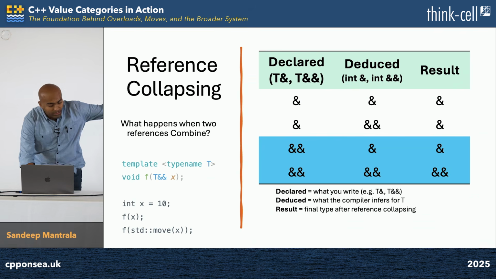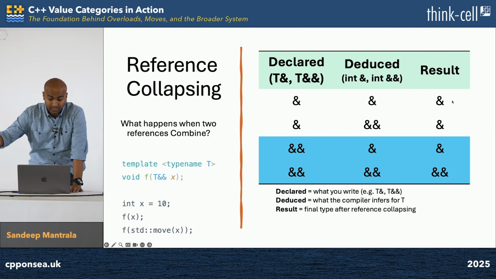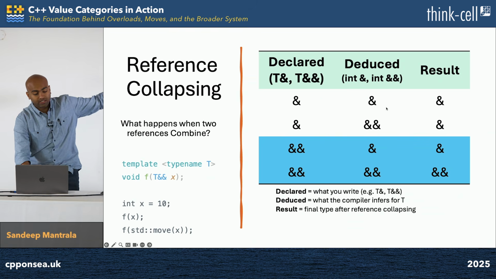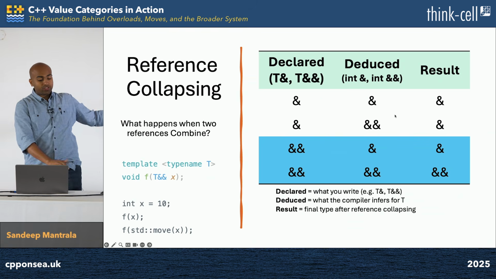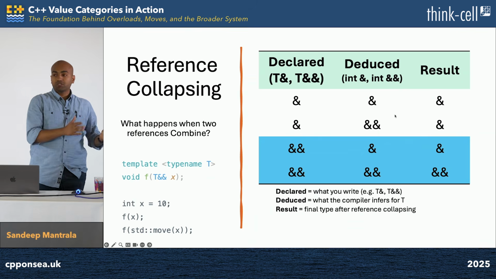I think the table is self-explanatory here. If L value reference and L value reference are together, it collapses into an L value reference. If it's L value and R value reference, the result is an L value reference. The first two are not directly related to this example of universal references, because only a templated function with T&& is considered a universal reference.